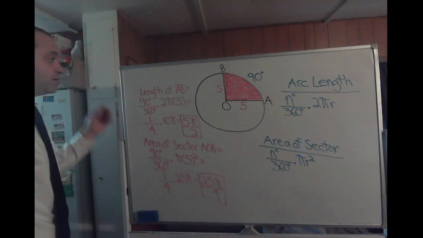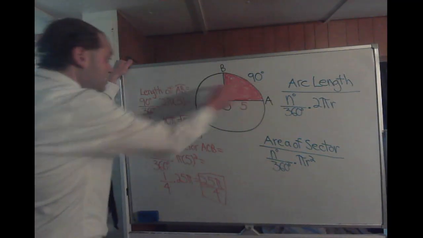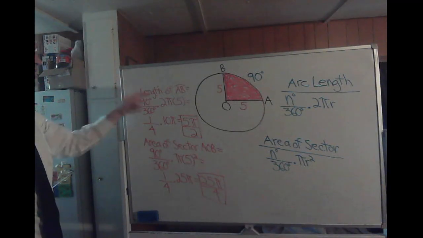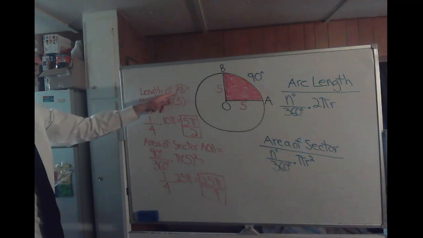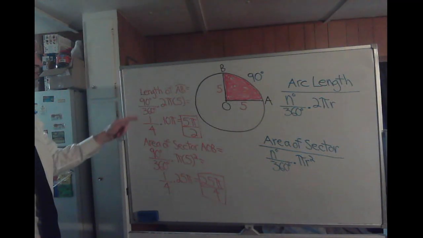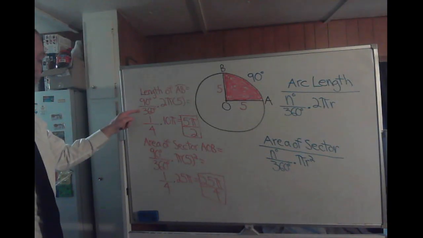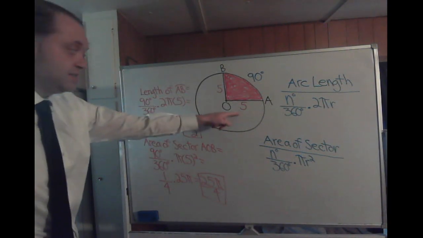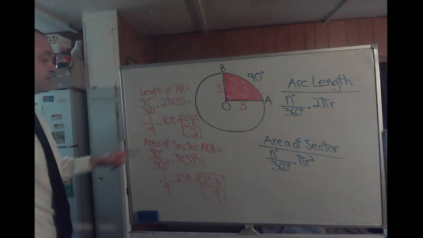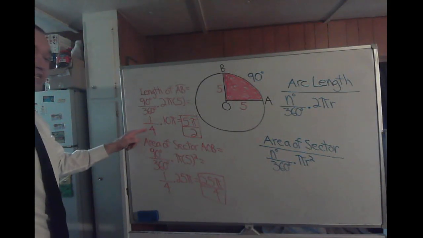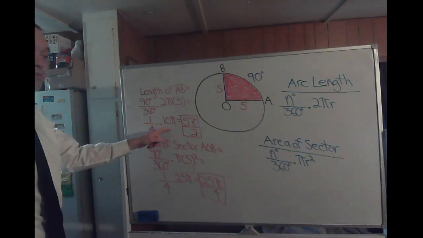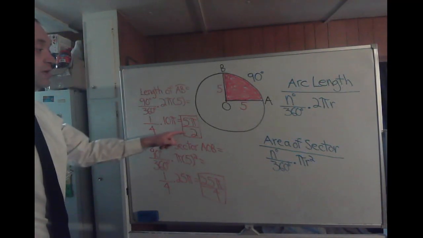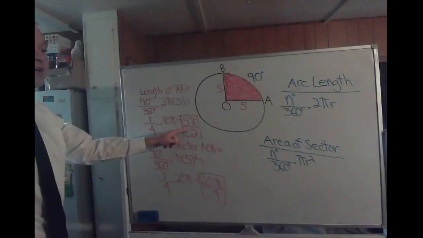And up here, for example, this is a 90-degree arc. So the length of arc AB, in this case, you would take 90 degrees out of 360 degrees, multiply that by 2 pi times that radius of 5. 90 out of 360 turns into 1/4 of the circle. So that's 1/4 times 10 pi, which would give you 5 pi over 2.